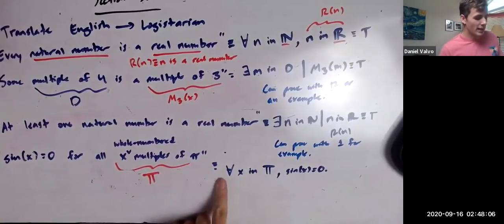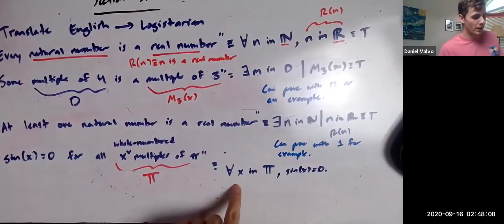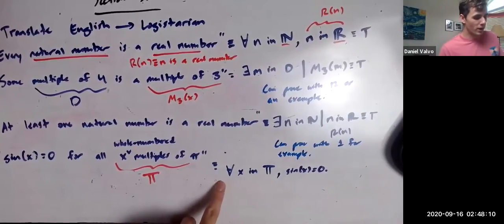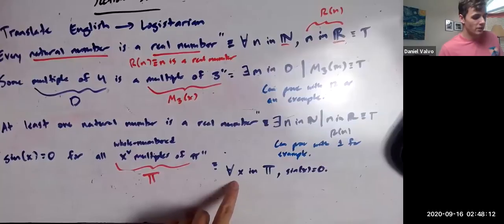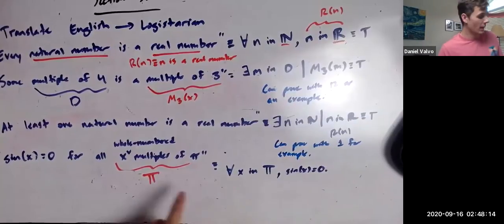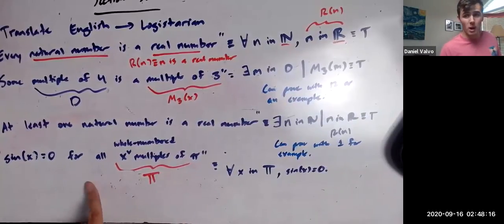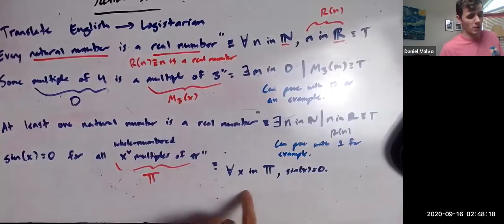So that's why in logic we always put the quantifier first, then the domain, then the predicate. Sometimes in English we kind of mix those things around, but it's important to know which ones are which, and I put them in order.